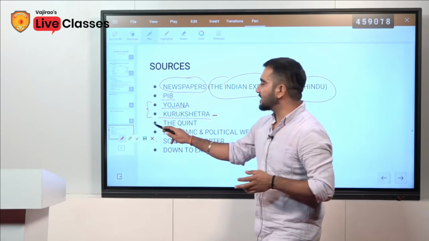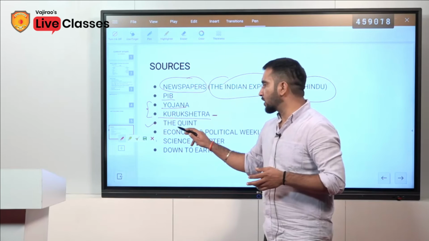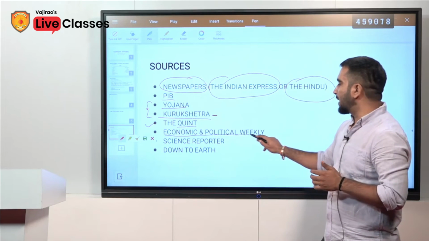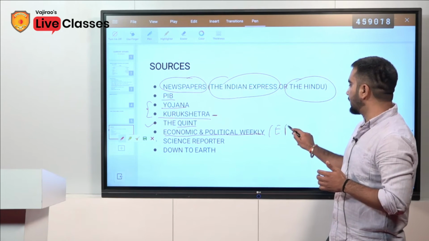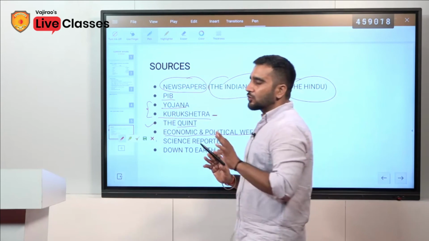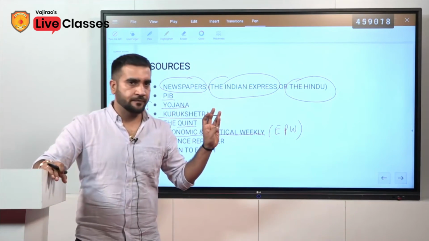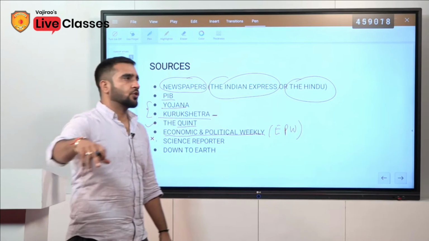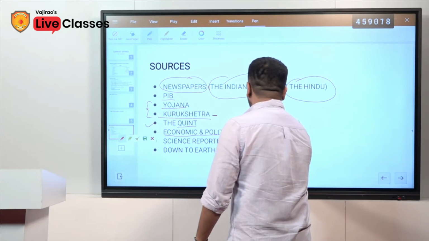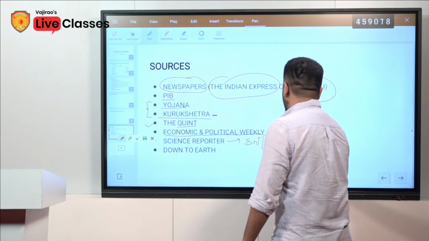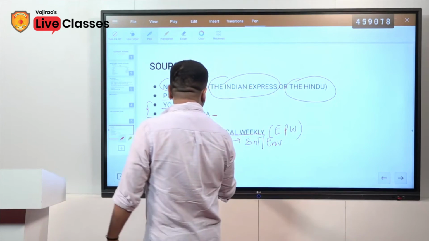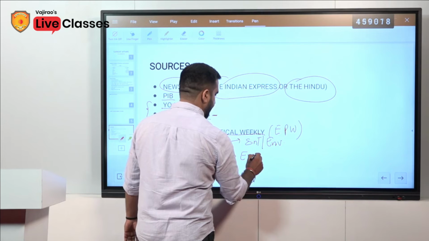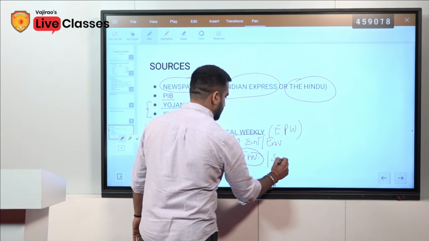Then you have this magazine, you can refer to it online also, the Quint. They write really good articles. Then you have another magazine, EPW we call it, Economic and Political Weekly, largely related to social sector, economic sector, political sector news. Then you have Science Reporter. This is also a magazine specifically for science and technology and environment. Then Down to Earth. This is also with respect to environmental issues plus social issues also.